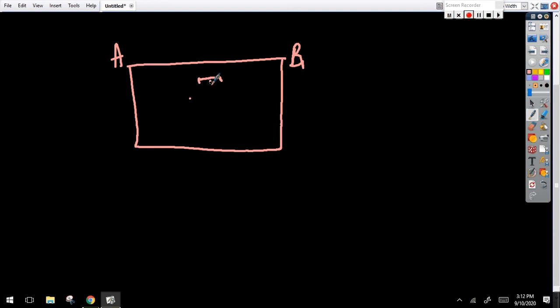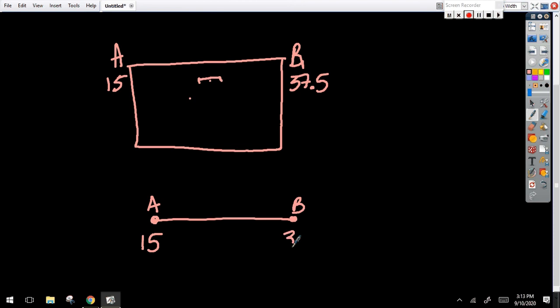And let's say that point A happens 15 inches from the left side of the wall. So we'll say this happens at 15. And point B happens at 37.5 inches from the wall. So essentially what I have is this nice little, my goodness, it's glitching a lot, isn't it? Let's say I have this nice little line segment AB. We'll call this 15, we'll call this 37.5. So if I need to find the midpoint here, what I need to do is average these together, right? Because that's how I find midpoint.